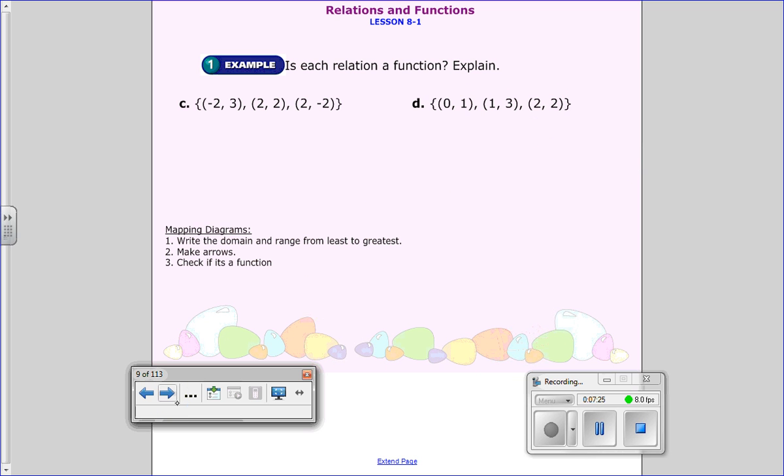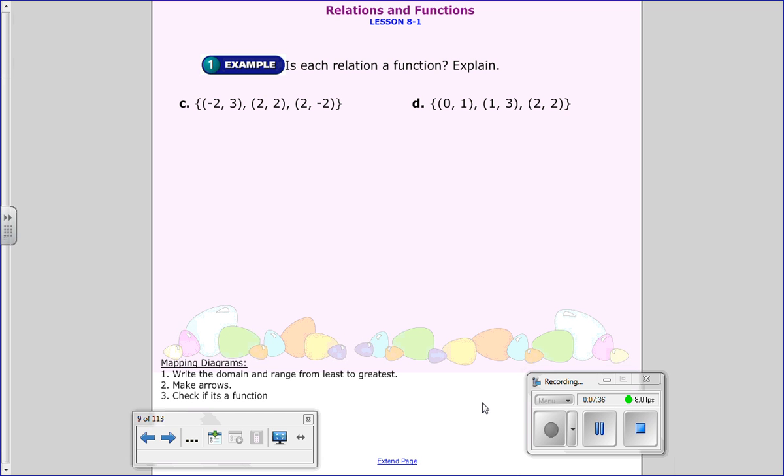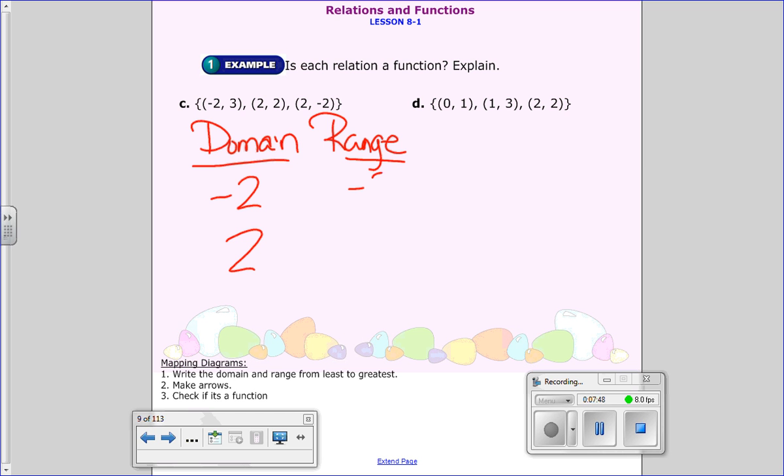All right, so now it's your turn. Here are the next two, and I want you to do the mapping piece and then decide if it's a function. So go ahead and pause me now. All right, let's go ahead and check them. So again, I'm just writing the domain or x and then the range. And for my domain, I have -2 and 2. And for my range, I have -2, 2, and 3. So now let's go ahead and do this. -2 goes to 3, 2 goes to 2, and 2 goes to -2.